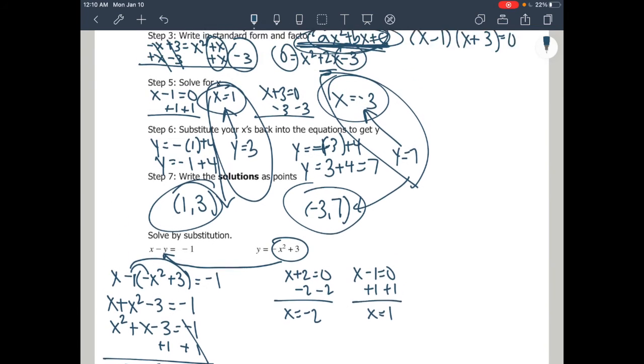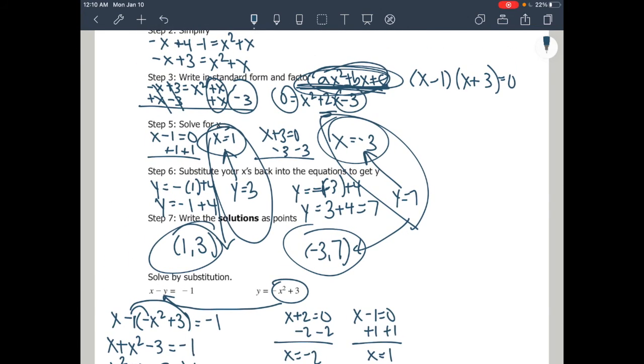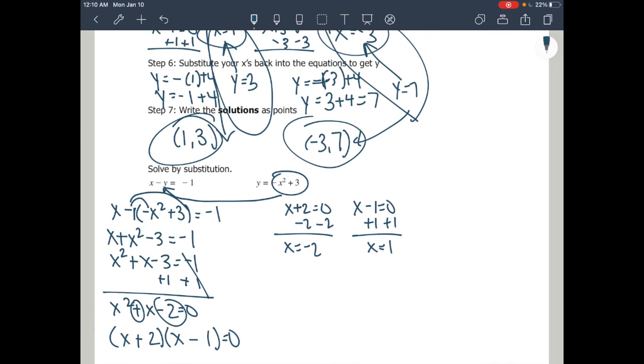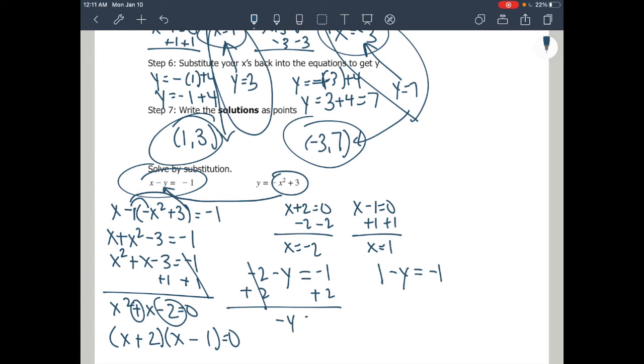So then going back up, the next step said substitute your x back in to find y. I'm just going to use the first one just because I decided to. So I'm going to put negative 2 minus y equals negative 1. And then for the other one is 1 minus y equals negative 1. Then I'm going to solve each of those for y. So I'm adding 2 to both sides on this first one. Negative y equals 1. Divide both sides by negative 1. Y equals negative 1.